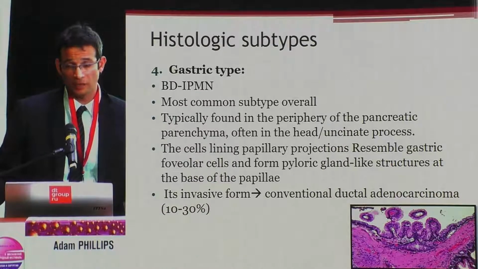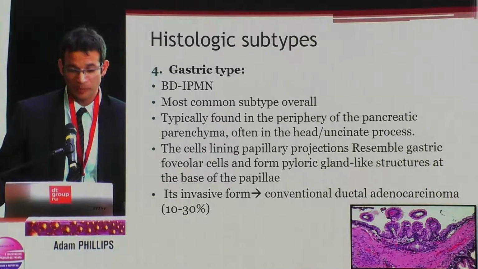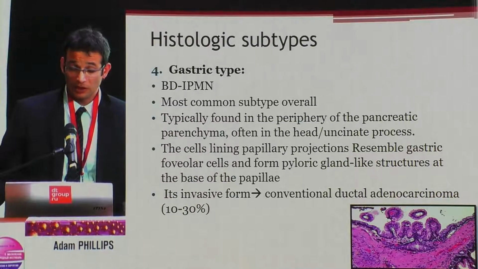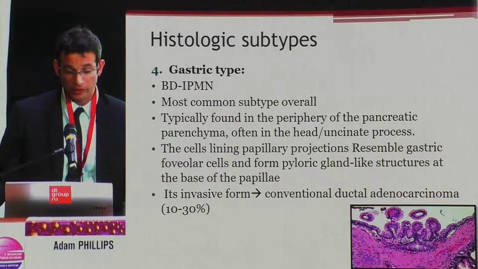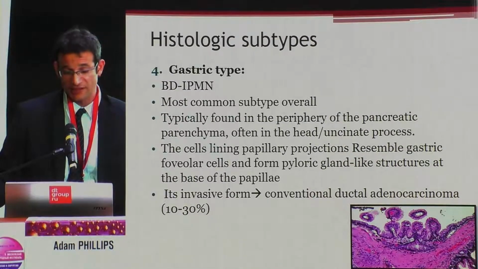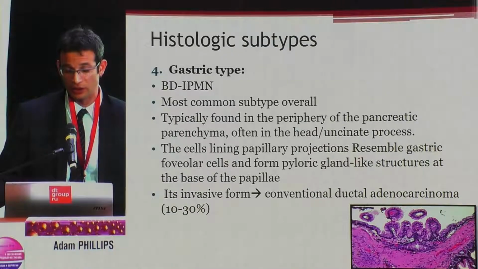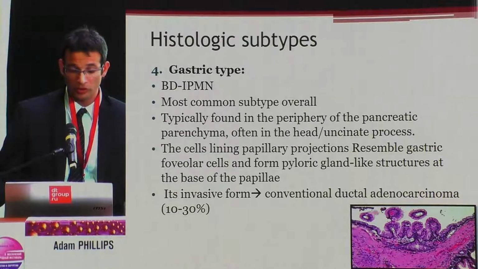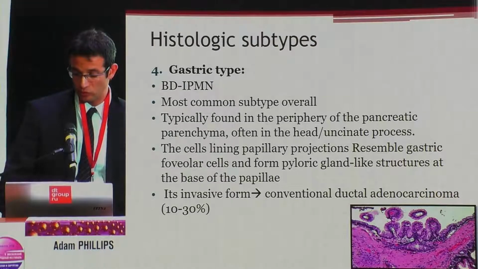The fourth type is the gastric type. It's mostly in the branch duct IPMN. It's the most common subtype overall from all the subtypes. It's typically in the periphery of the pancreatic parenchyma, but as we said, for branch duct IPMN, it's mostly at the head and the uncinate process, and it resembles the gastric foveolar cells with pyloric gland-like structures at the base of the papilla.